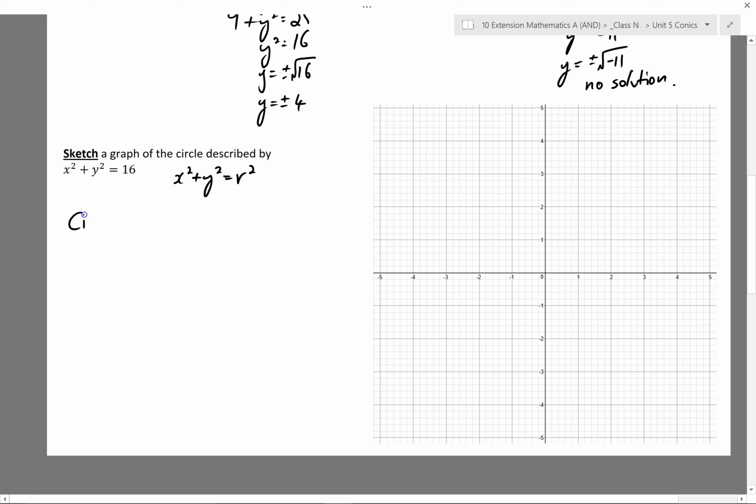So it'll be a circle with a center of 0, 0. Since r squared equals 16, the radius will equal 4. Now it should really be plus or minus 4, but we'll reject that negative one. So what that means is that from 0, 0, where the center is, I'll go 4 in the negative x direction, 4 in the positive y direction, 4 in the positive x direction, and 4 in the negative y direction, and from there join them together to make a circle.